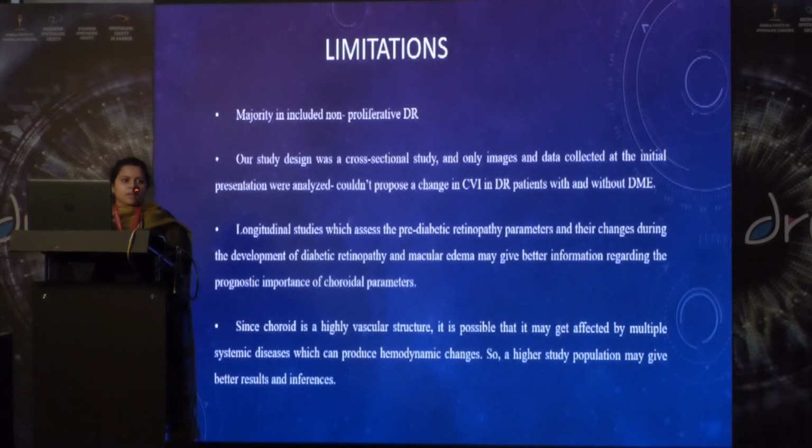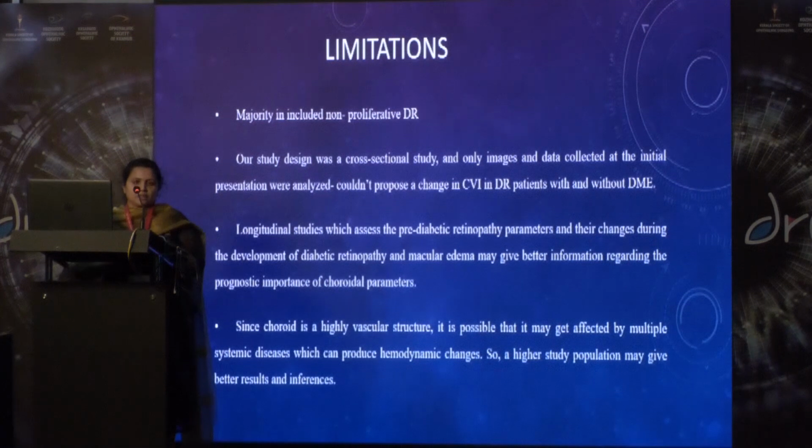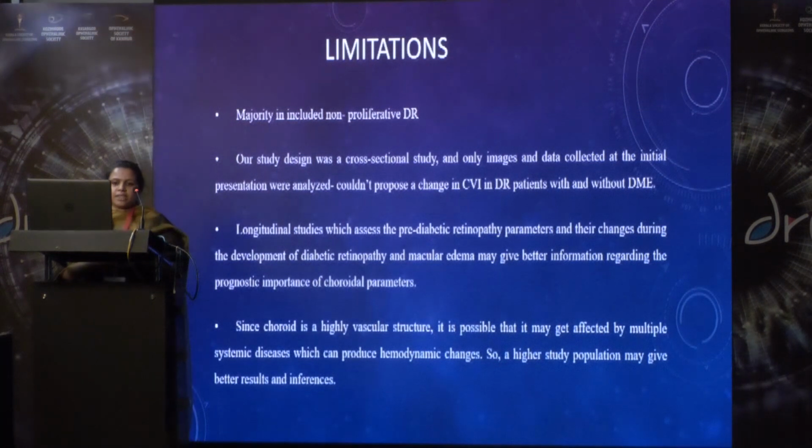So ours was a small population study, and the majority included non-proliferative diabetic retinopathy, and it was a cross-sectional study in which only the images and the data from the initial visit were analyzed. So a change in the CVI with the development of diabetic retinopathy or its progression or with the development of diabetic macular edema could not be proposed. So a longitudinal study which analyzes the pre-diabetic retinopathy changes in the choroid and retina will give better information.